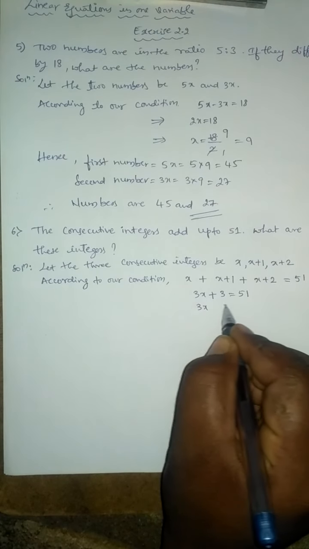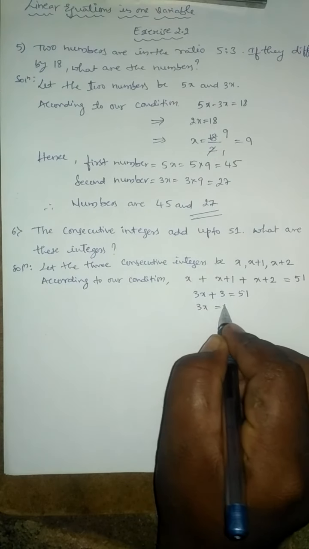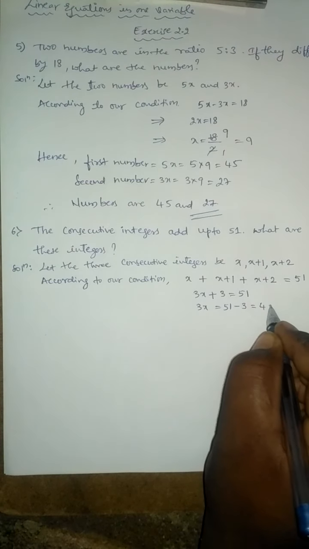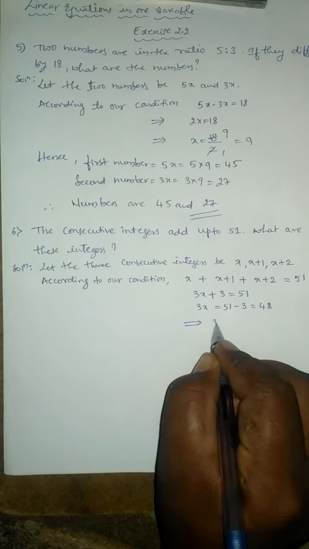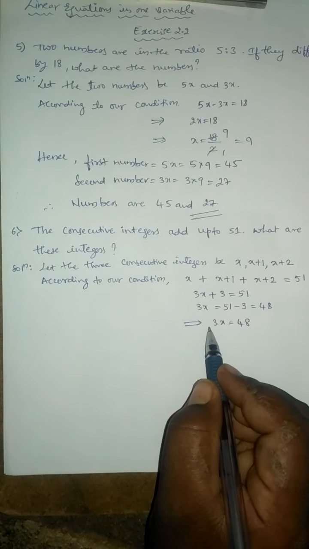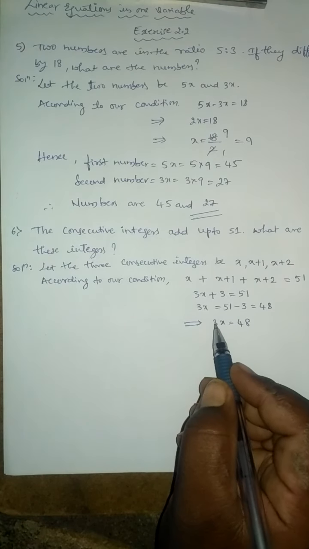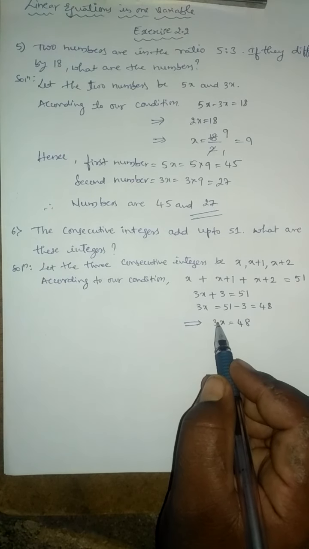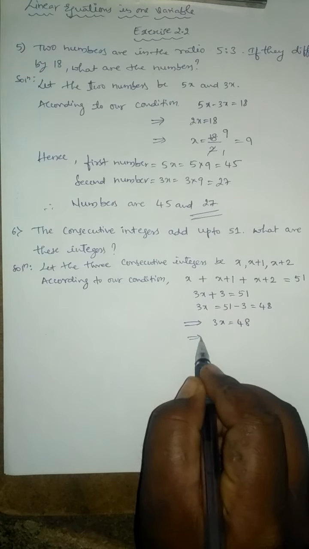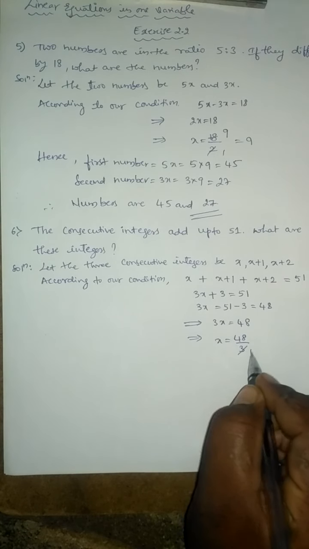So 3x plus 3, if I transpose from LHS to RHS, it becomes 51 minus 3. 51 minus 3 is equal to 48. So 3x is equal to 48. Now along with the variable, the constant number 3 is in the form of multiplication. If you transpose that 3 to the RHS, it will divide. So x is equal to 48 divided by 3. So 3 ones are simplification.